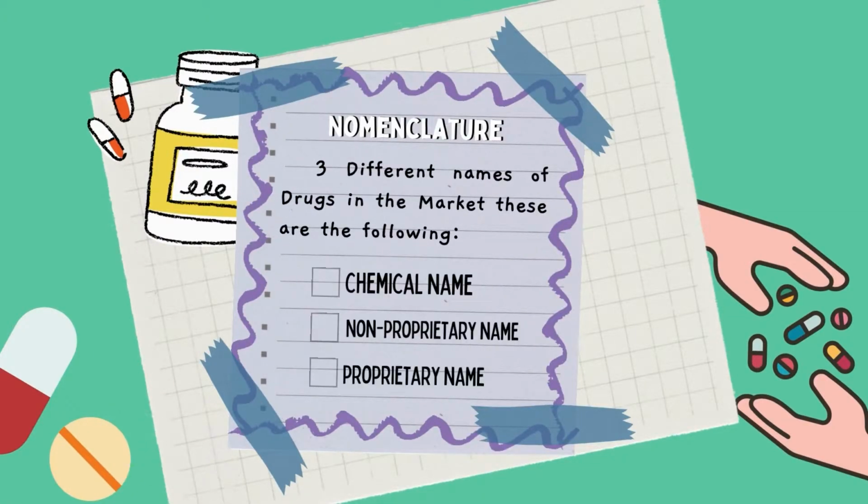Most drugs available in the market have at least 3 different names. These are chemical name, non-proprietary name, and proprietary name.